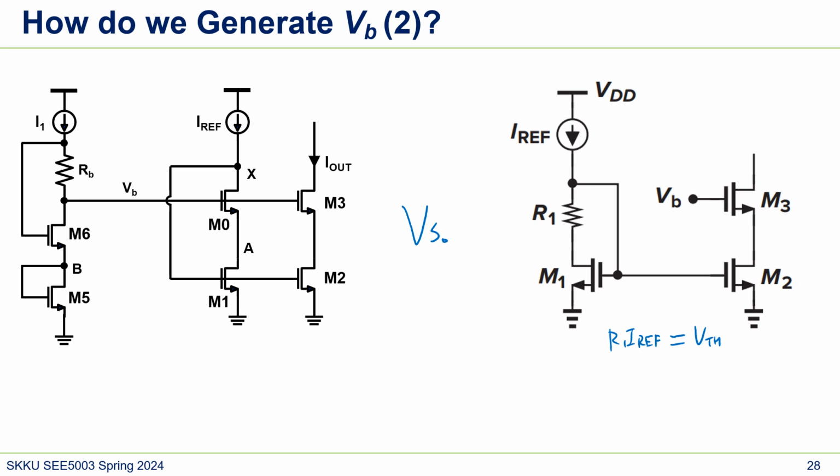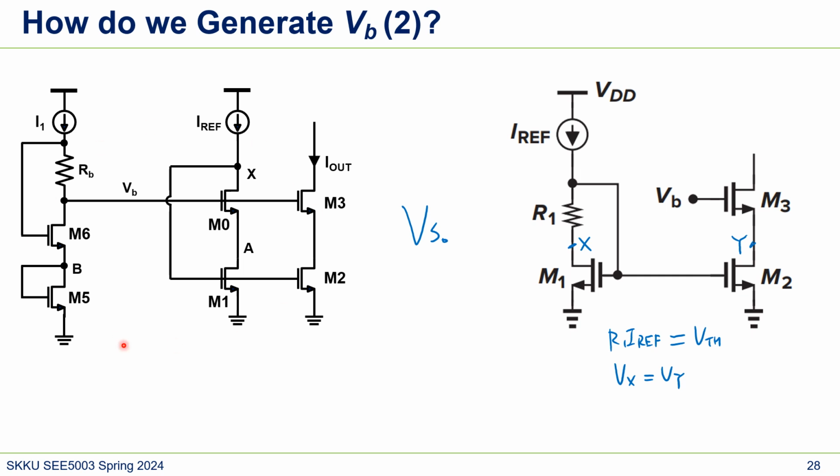And the point here is that our goal of this circuit is that we need to make this voltage the same, because we want the M1 current and M2 current to be the same. So we need to set them as equal. But to make it equal, there is a process variation. It's not easy to make it equal.